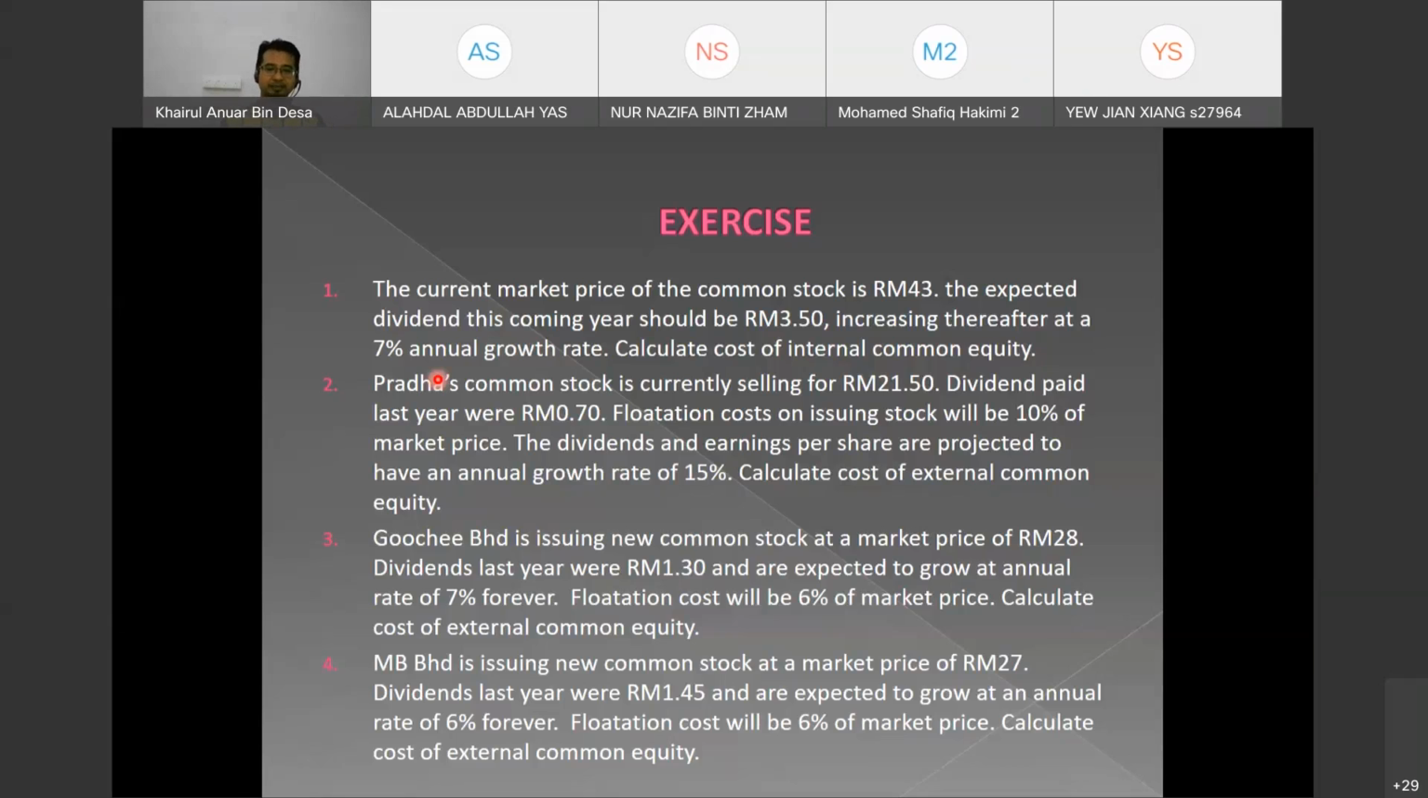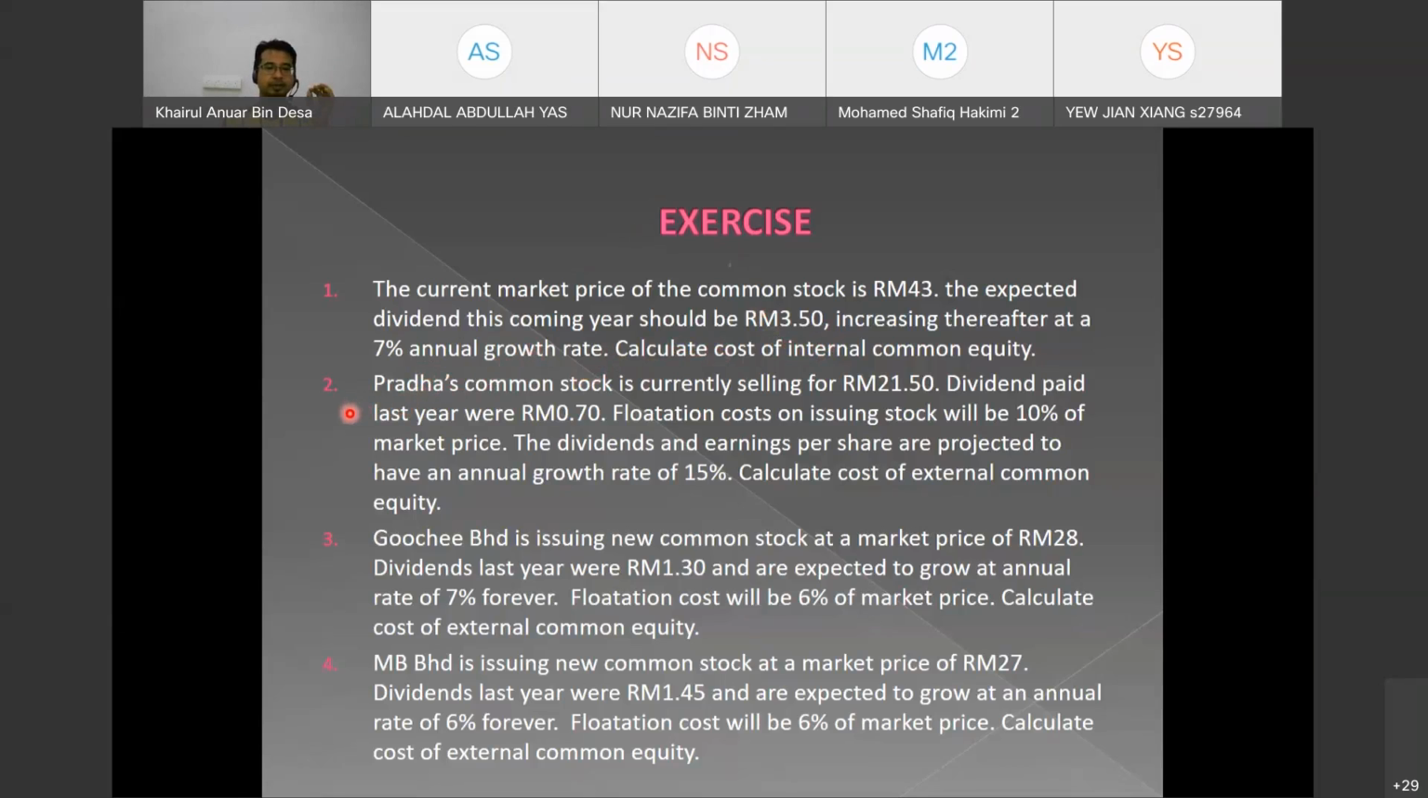Current market price of common stock is 43. The expected dividend this coming year should be 3.5, increasing thereafter at a 7% annual growth. Please calculate the internal common equity.